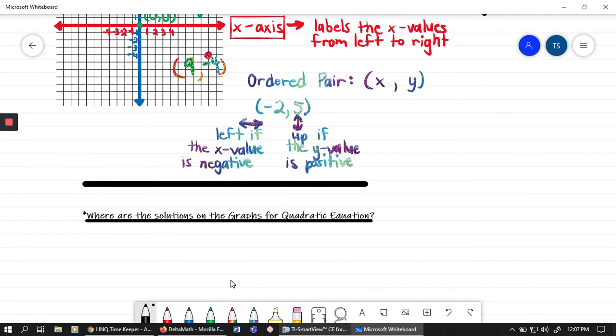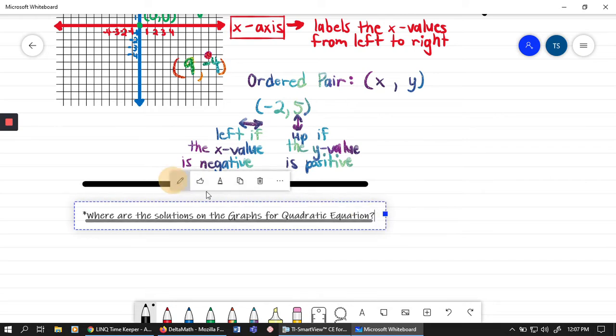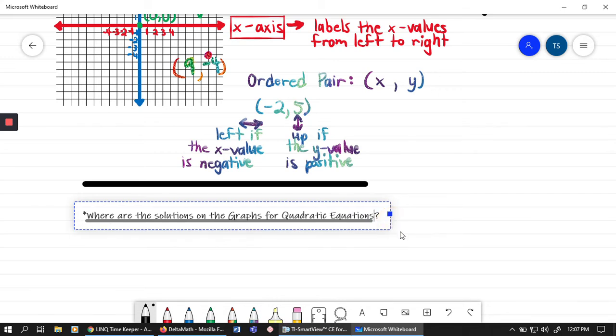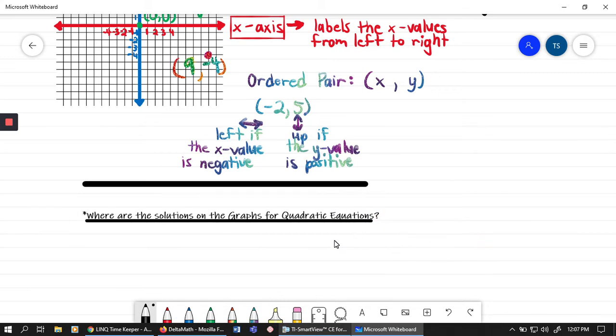Okay, so now let's get into the meat of this actual lesson here. So here's the question. Where are the solutions on the graphs of quadratic equations? So where are those solutions actually located? If we actually have the graph for a quadratic equation, where's that solution at? And how are we going to locate that? And so I'm glad you guys asked that, actually.